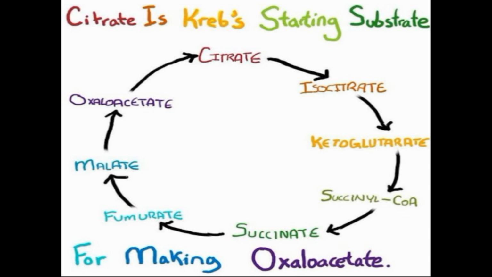Here's the diagrammatic representation of the Krebs cycle. First of all, we will start from citrate, which converts to isocitrate, then alpha-ketoglutarate, succinyl-CoA, succinate, fumarate, malate, and then oxaloacetate is formed. Citrate is the Krebs cycle starting substrate, while the product formed is oxaloacetate.